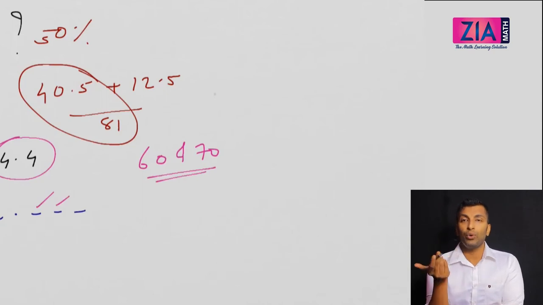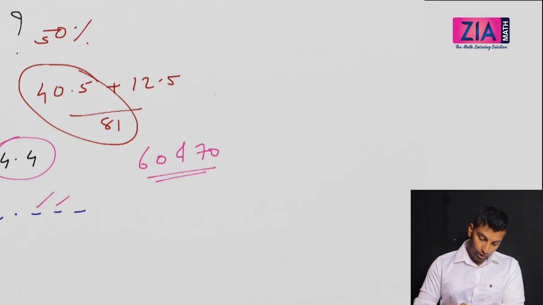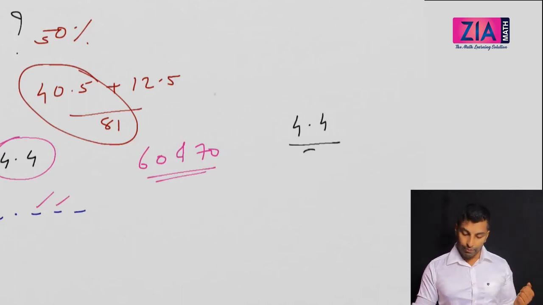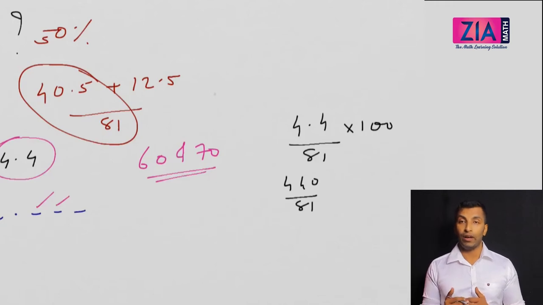You can do that in the normal way, the way we used to calculate percentage, which I discussed in the previous session. Just multiply the numerator by 100. Effectively you need to find 4.4 is what percentage of 81, and add that to 60. How will you find it? You can use the manual method from the previous lecture: 4.4 divided by 81 into 100. So this becomes 440 by 81.